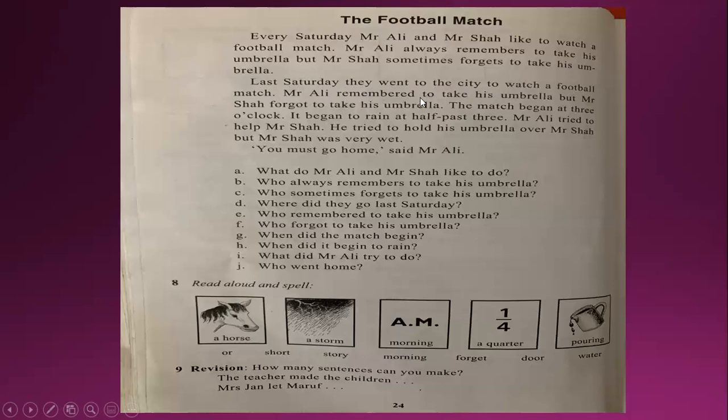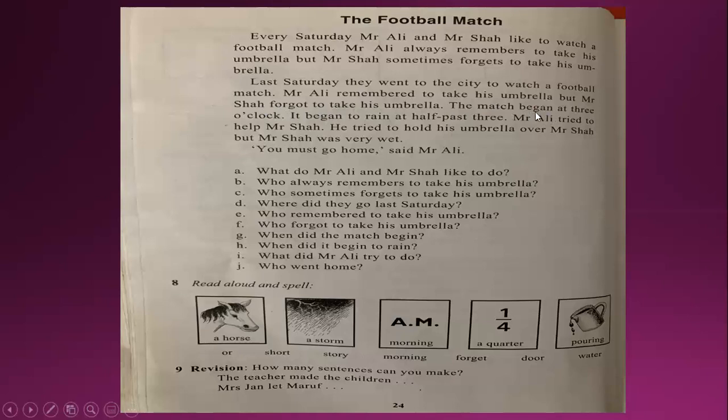Mr. Ali remembered. Look here, they use ed. Now here, S with the present tense. Now this is the past tense. Recall the lecture of English B, your grammar lecture, where we put ed for the past tense. Remembered to take his umbrella, but Mr. Shah forgot. This is the past tense of forget. Here forgets, then here we use forgot because of the time of this verb. This time is the past. Forgot to take his umbrella.